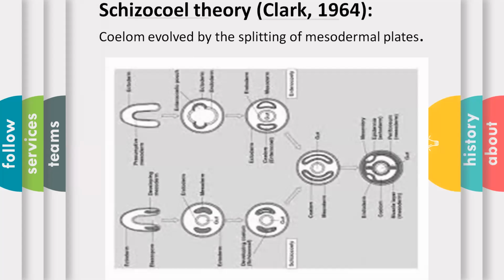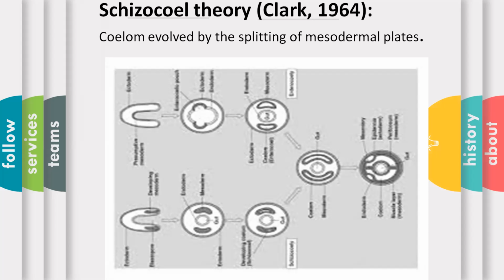Then the Schizocoel theory. This is the theory which is accepted and we follow it. The Schizocoel theory says that coelom arises from splitting. See, the word schizo means split. Coelom formed by splitting of the mesodermal plates is called a schizocoelic coelom. And this type of coelom first arose in annelids. This is the question which we have to remember, that schizocoelic coelom arose for the first time in Annelida.